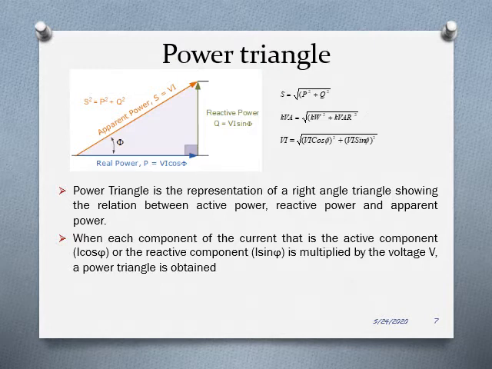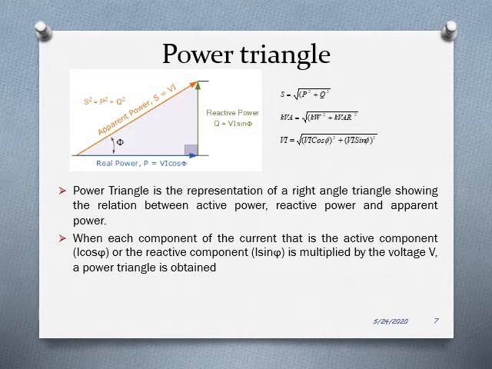You can see in the equation S is equal to square root of P square plus Q square. That is, hypotenuse is equal to square root of cosine term square plus the sine square term, opposite side square plus base square.